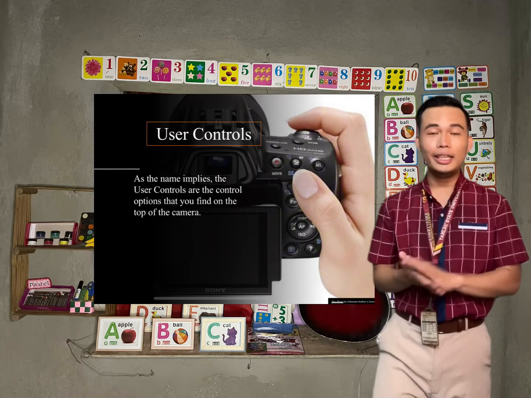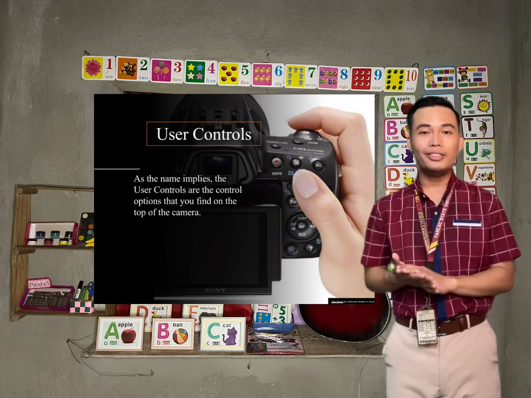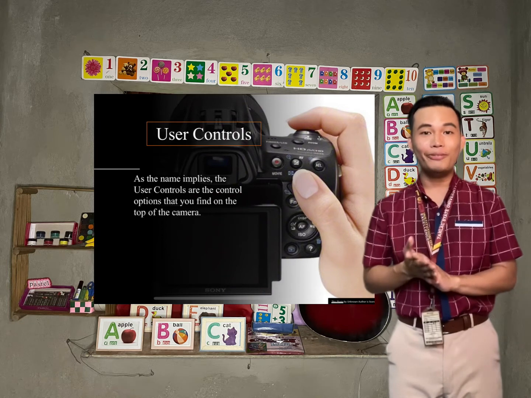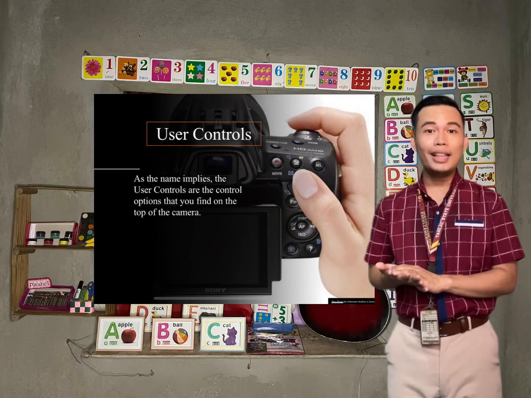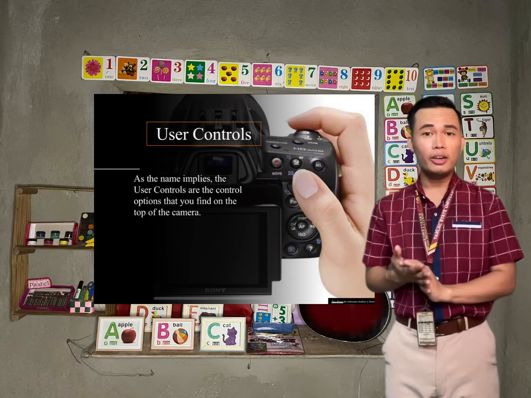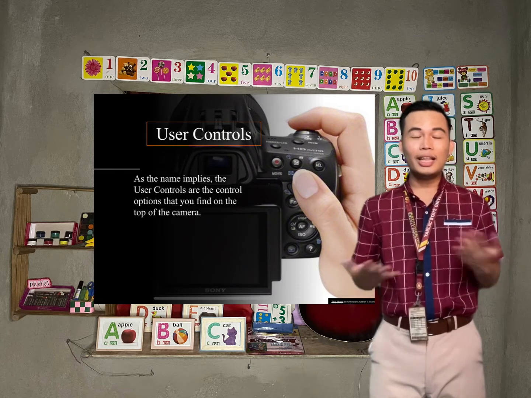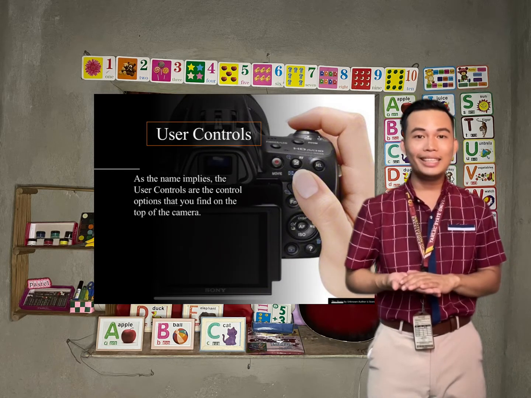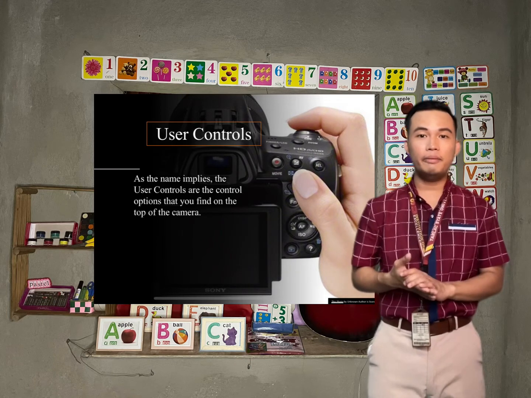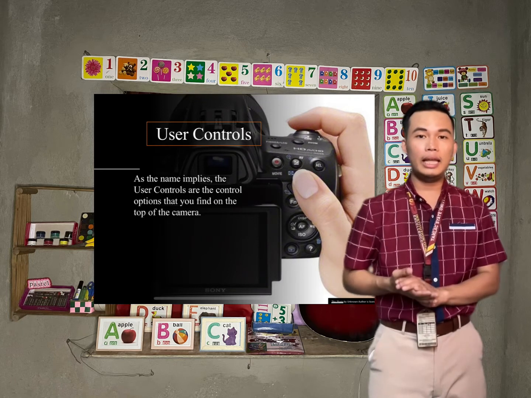User controls in a camera. As the name implies, the user controls are the control options that you find on the top of the camera. This varies from one type of model to another, from one brand to another. Basic models do not have many user controls since they come with automatic settings that change depending on the condition the person is taking the photo in.